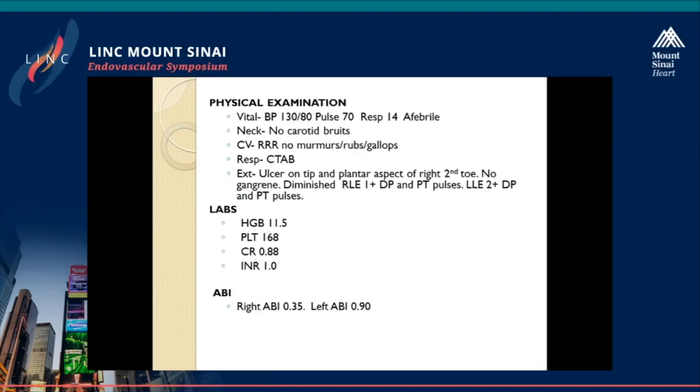Next slide, please. As you can see on her examination, the patient has an ulcer at the tip and plantar aspect of the right second toe. There's no gangrene. There are diminished pulses in the right lower extremity, 1+ in the DP and PT. Left lower extremity has normal pulses. The patient's laboratory data reveals normal values. Her right ABI is noted to be 0.35, and the left ABI is 0.9.